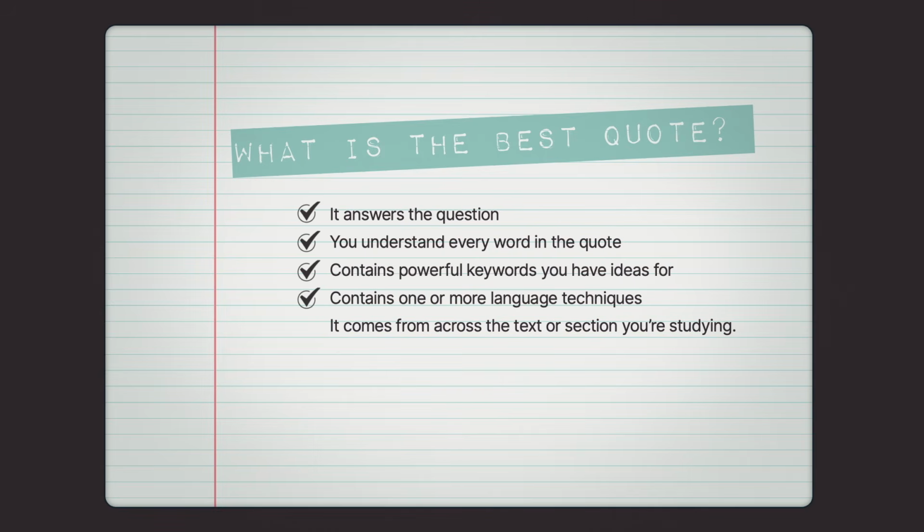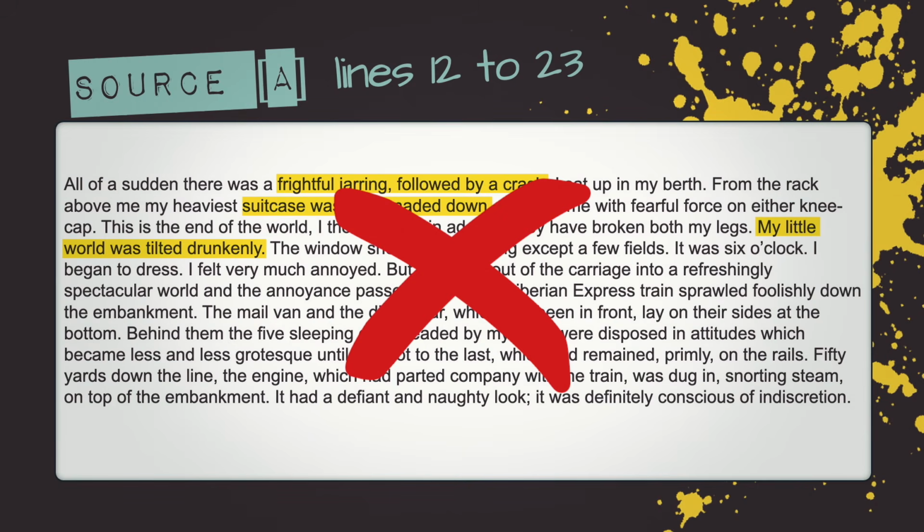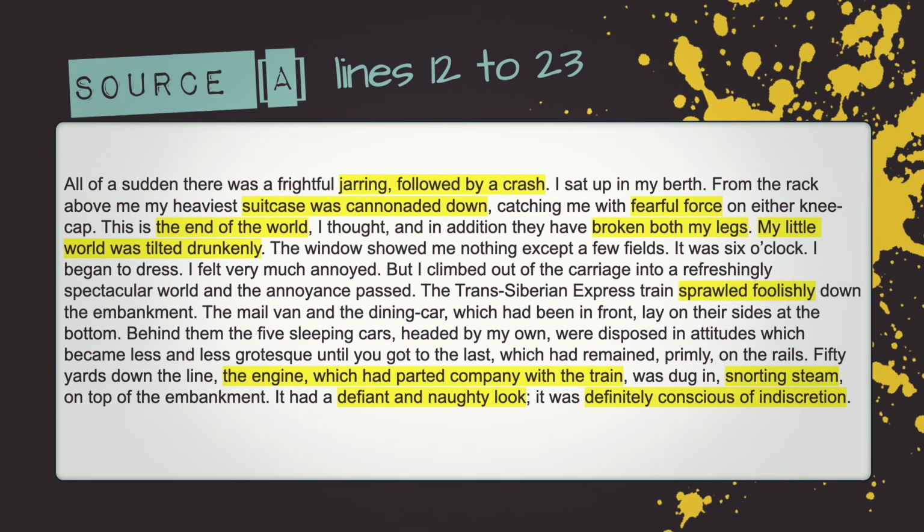Examiners expect top students to consider quotes from across the text and then pick the very best ones. It's really obvious if lazy readers grab the first quotes they see because most of their quotes come from one section of the text. Here's the extract fully highlighted. You'll see each quote answers a question, contains powerful keywords, and also contains techniques. We'll see what these techniques are later in step 6.